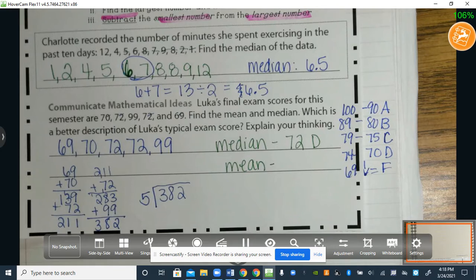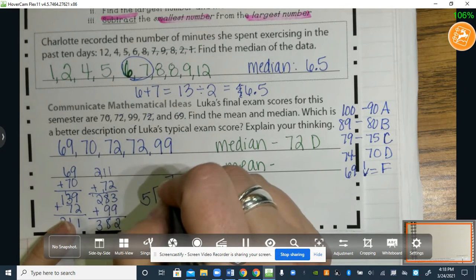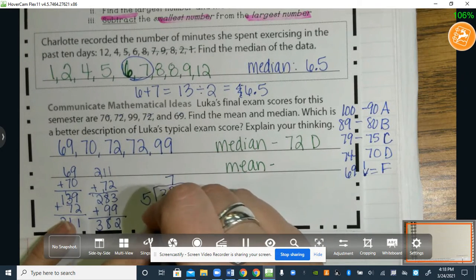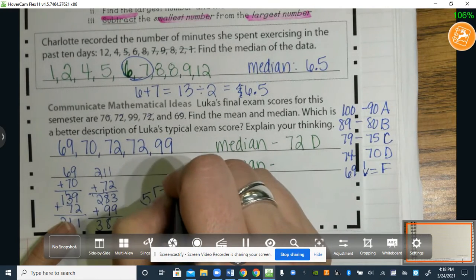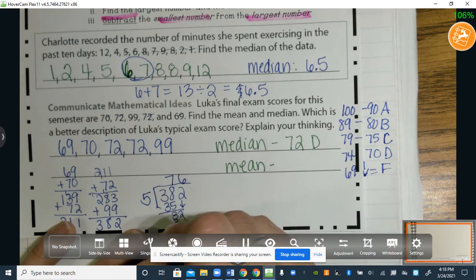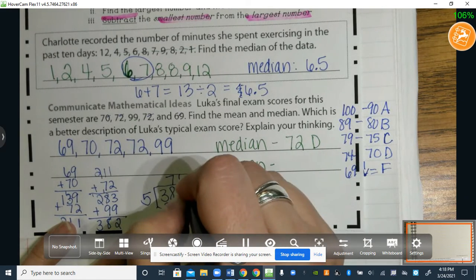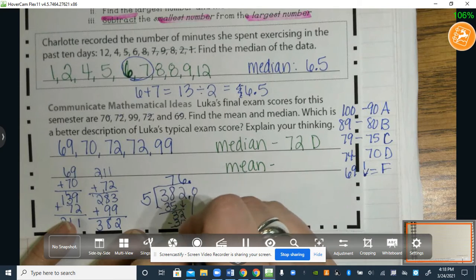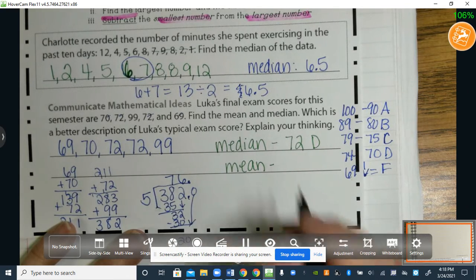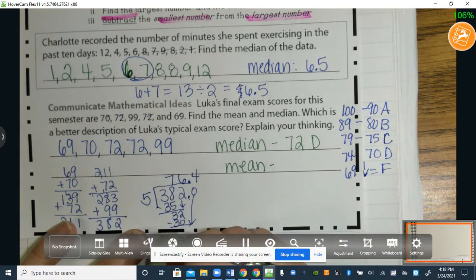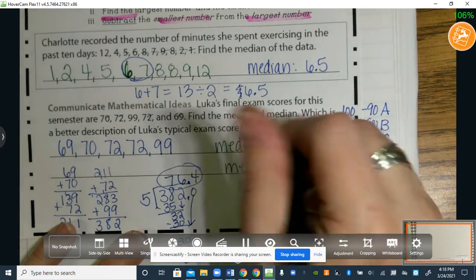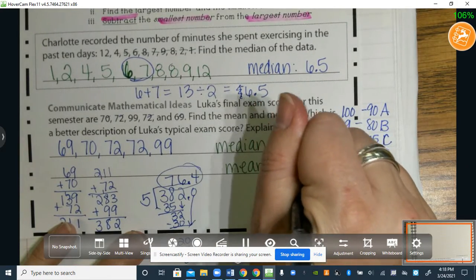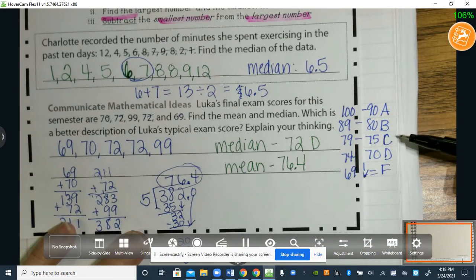Okay, 5 can go into 38 7 times. 7 times 5 is 35. I'm left with 3 remaining. Bring down a 2. 5 can go into 32 6 times. 6 times 5 is 30. I'm left with 2 left over. Need to bring down a 0. And 5 can go into 20 4 times. Okay, so the mean is right here, 76.4. And if I look, that gives me a C.